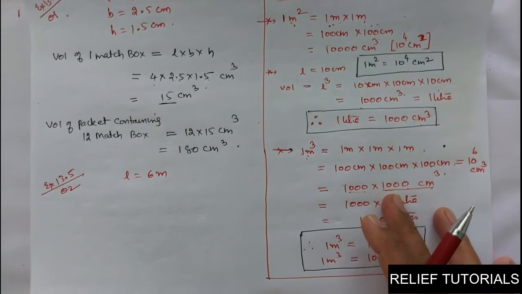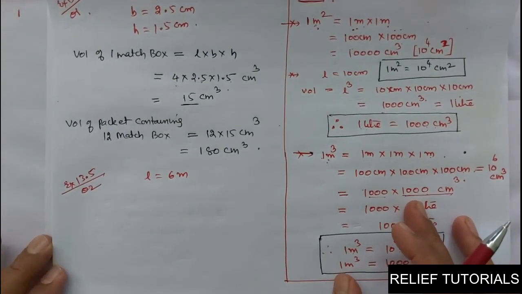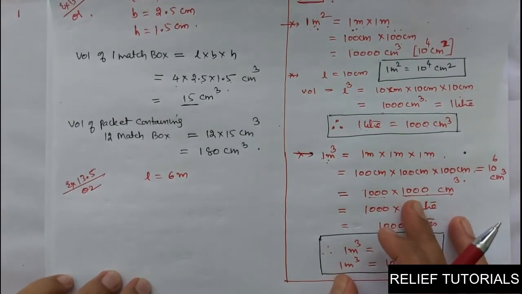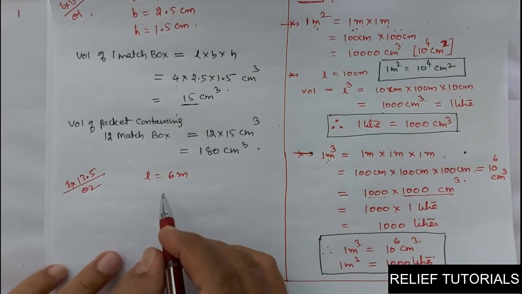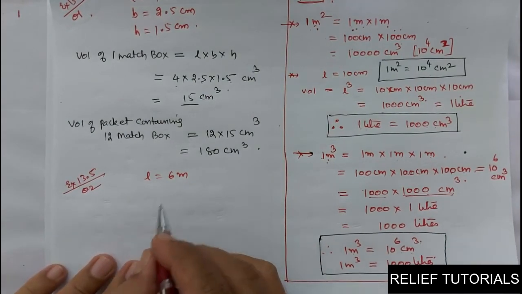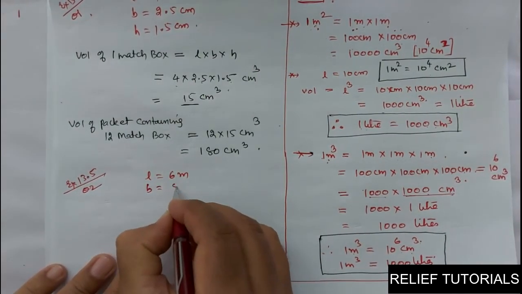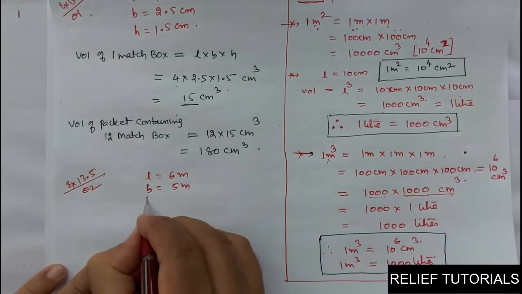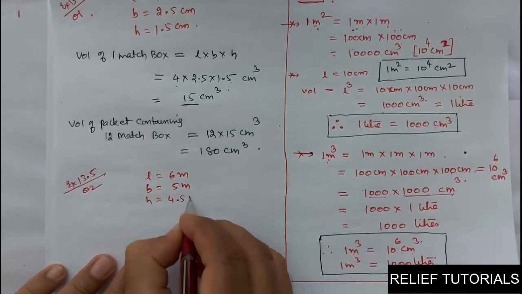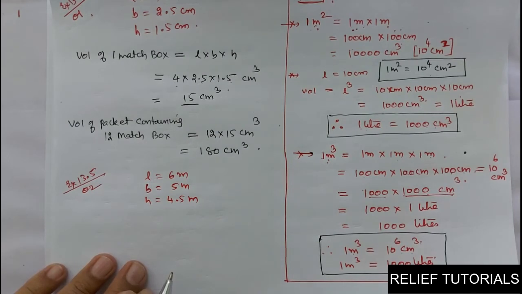See here, we are discussing question number 2 of exercise 13.5. What is given? A cuboidal water tank is 6 meter long, breadth is equal to 5 meter and height is equal to 4.5 meter deep. That is height. How many liter of water can it hold? So we will find volume. Clear? So first we will find volume.